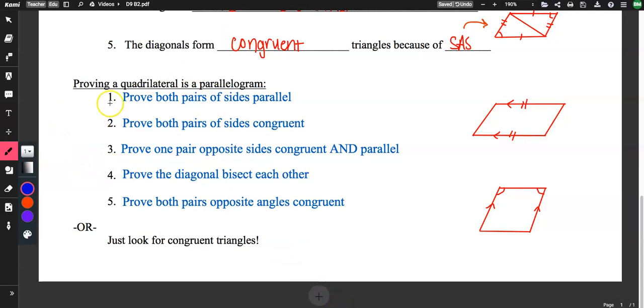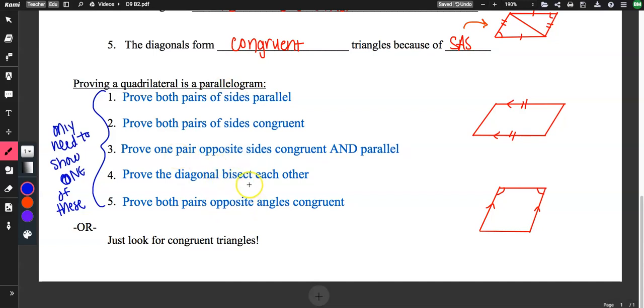So in order to do that, one thing I want to add, you only need to show, oops, sorry, one, it's an O, of these. So you don't need to prove all 5 things are true about the shape. You only need to pick one that you can prove based on the information given. If one of them is true, then it's a parallelogram.